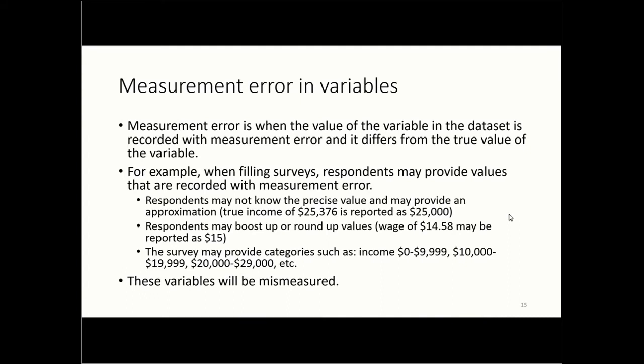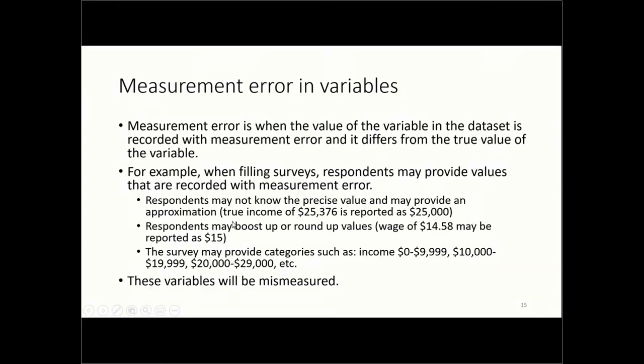Okay, so switching gears again, we would be talking about measurement error in variables. So measurement error is when the value of the variable in the data set is recorded with measurement error and it differs from the true value of this variable. So for example, when filling surveys, the respondents may provide values that are recorded with measurement error. For example, the respondents may not know the precise value, may only provide an approximation.